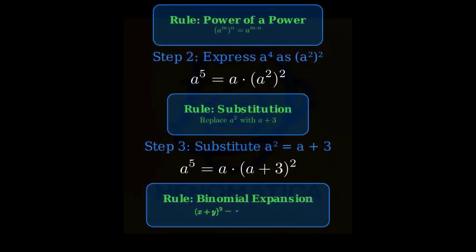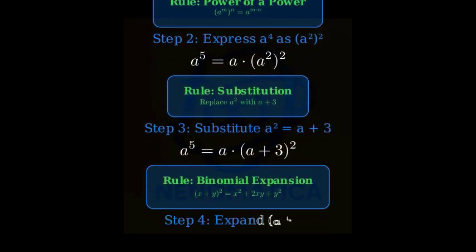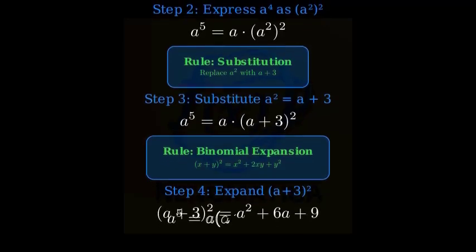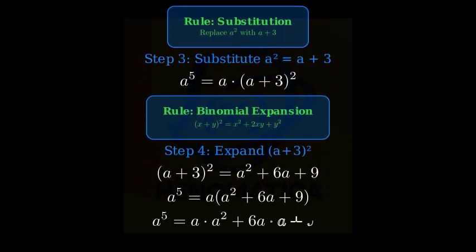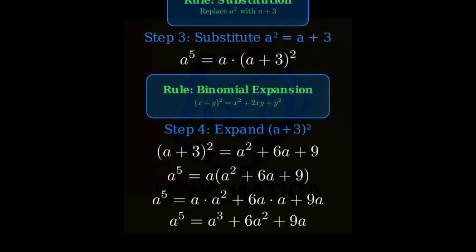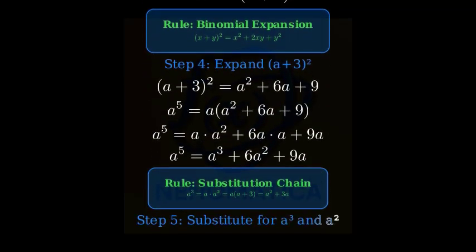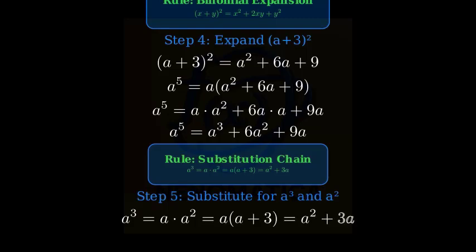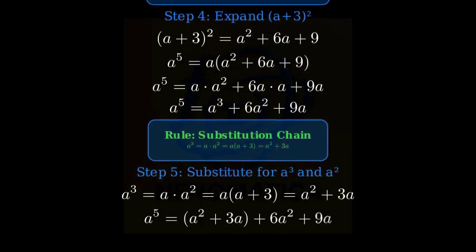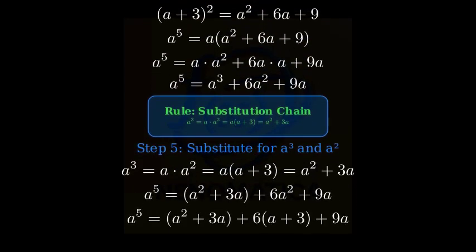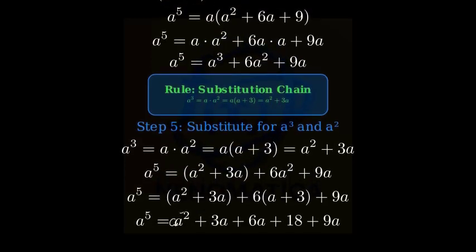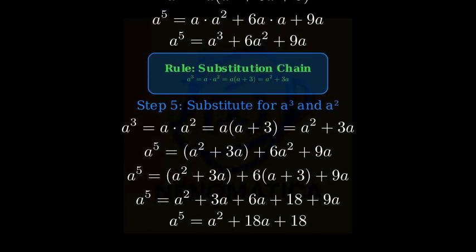Next, we need to expand the expression a plus 3 squared. This will give us a squared plus 6a plus 9. Then we multiply everything by a. Now we need to replace a cubed and a squared with expressions involving only a to the first power. First, a cubed equals a times a squared, which is a times a plus 3, giving us a squared plus 3a. Then, we replace the a squared term with a plus 3.